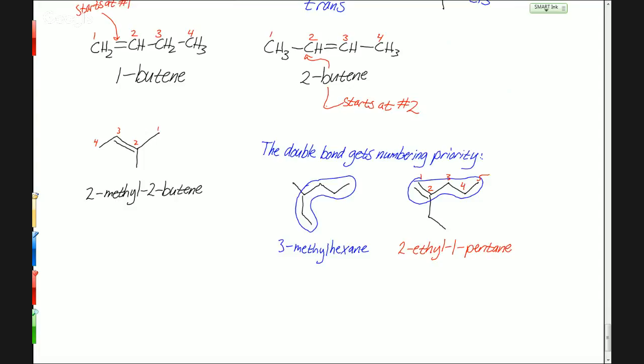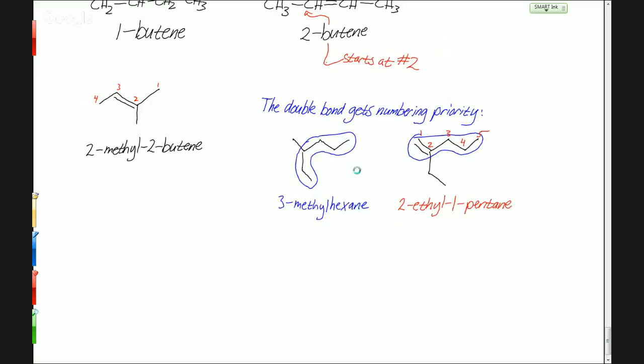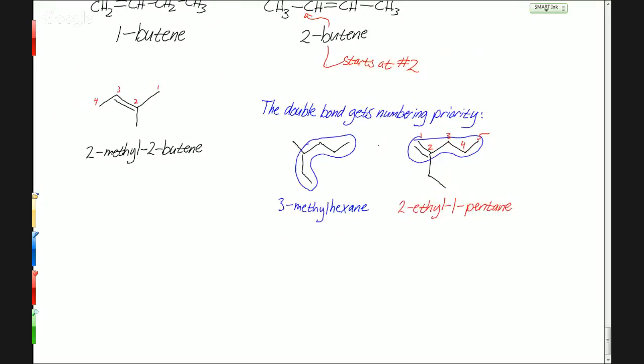All right, so that's the difference with the alkene, that you have to watch out for that. You can't just pick the longest chain. You have to pick the longest chain that also includes the double bond. Let me write that here. So pick the longest chain that includes the double bond.